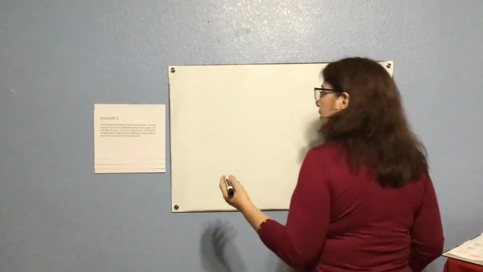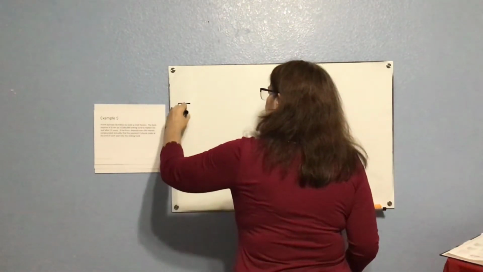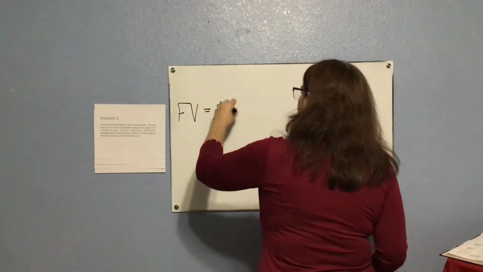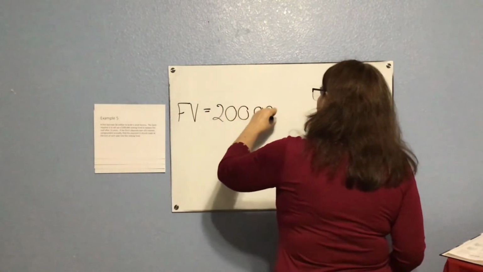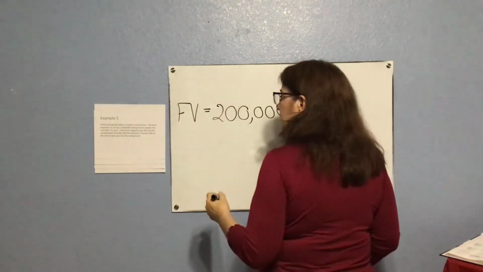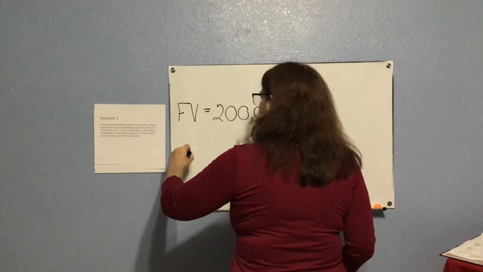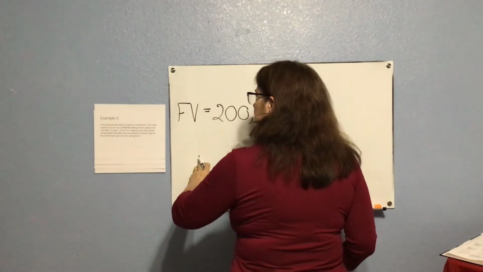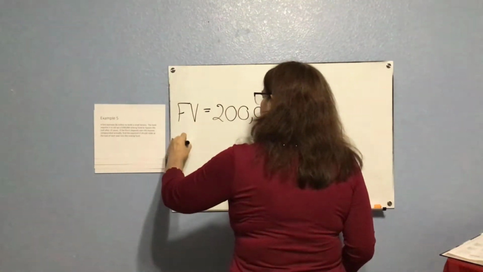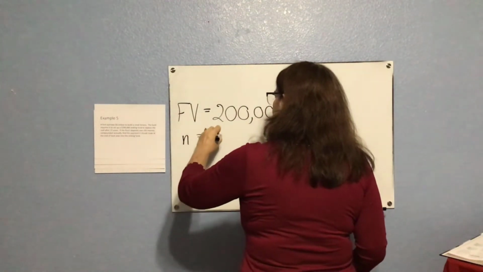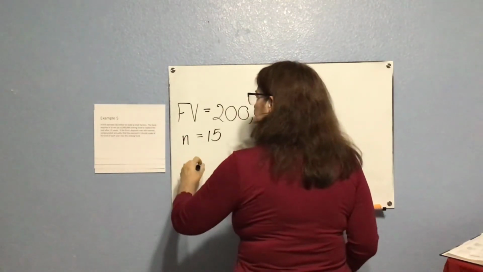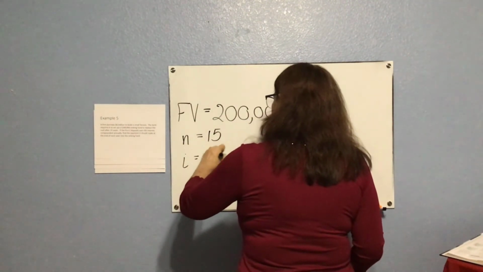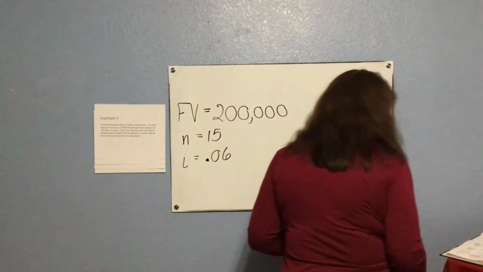Okay, so this time we know that the future value needs to be $200,000. Okay, we know that the time is going to be 15 years and it's compounded annually, so n is just equal to 15 and the interest is 6%, so 0.06.